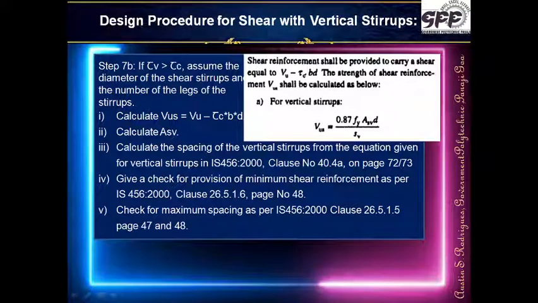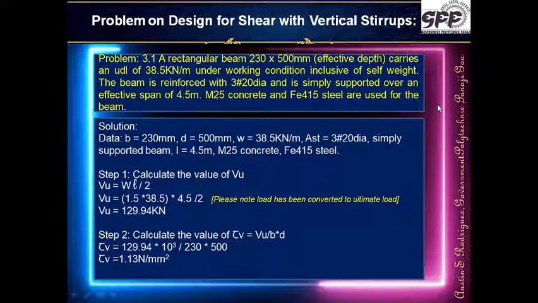So having got this, we will proceed further in order to solve a problem. When we solve a problem, the things will be much more clear. A problem on the design for shear with vertical stirrups. As I have mentioned earlier, there are three types of shear reinforcements. One is vertical stirrup, one is inclined stirrups, and third is bent up bars. So first we have taken the design with vertical stirrups. So let us understand this.